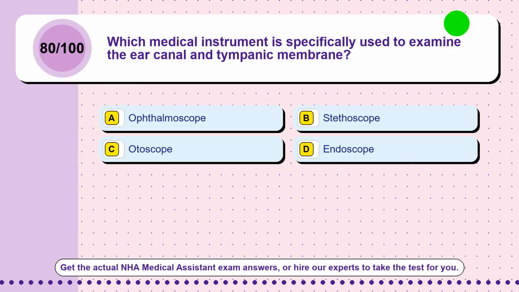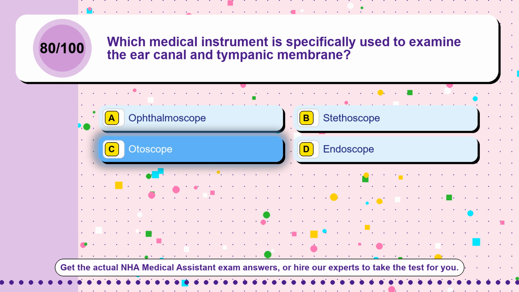Question 80. What is the function of the thixotropic gel inside an SST or PSD tube? Option A, to accelerate the coagulation cascade. Option B, to form a physical barrier between cells and serum/plasma during centrifugation. Option C, to preserve glucose levels for up to 24 hours. Option D, to chelate calcium and prevent fibrin formation. The correct answer is option B, to form a physical barrier between cells and serum/plasma during centrifugation.